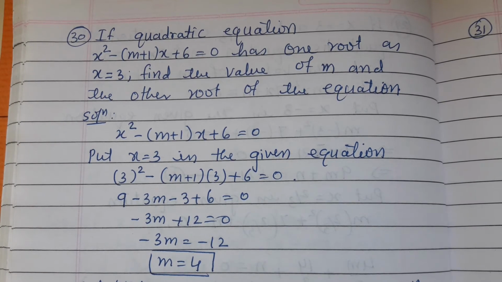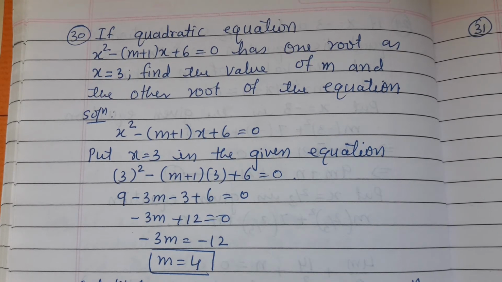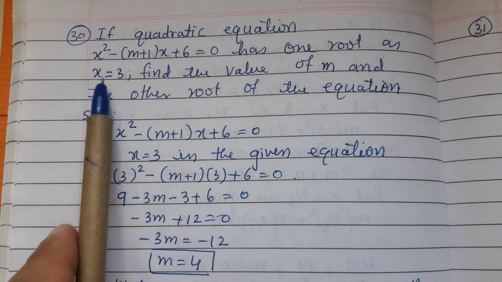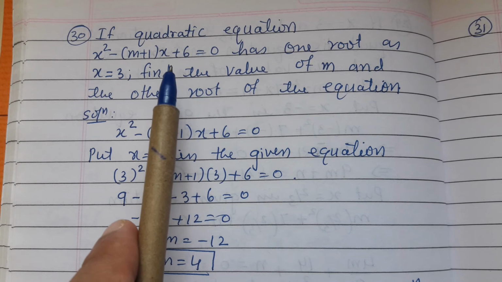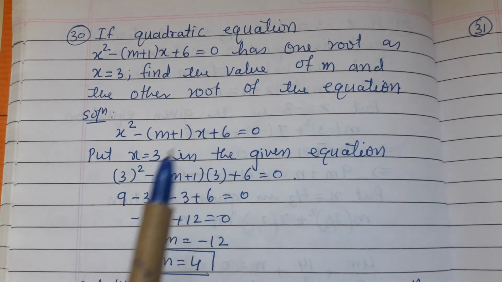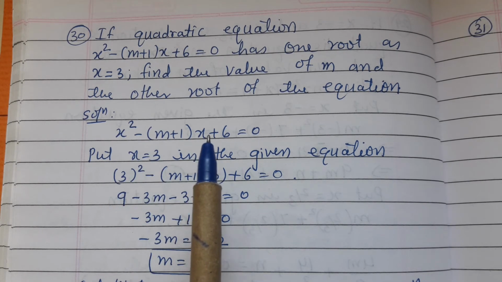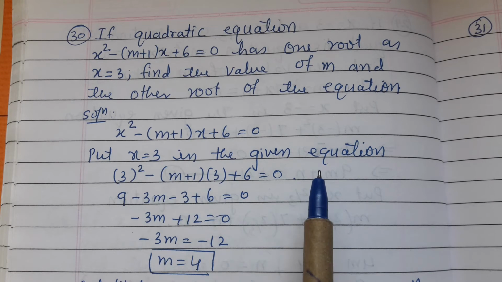Sum number 30. If the quadratic equation x square minus m plus 1 x plus 6 is equal to 0 has one root as x is equal to 3, find the value of m and the other root of the equation. If it is one root, it means it is the solution of this equation. It means when we substitute the value of x in the equation, the right hand side is 0. So what is the quadratic equation? x square minus m plus 1 into x plus 6 is equal to 0. So substitute x is equal to 3 in the given equation.